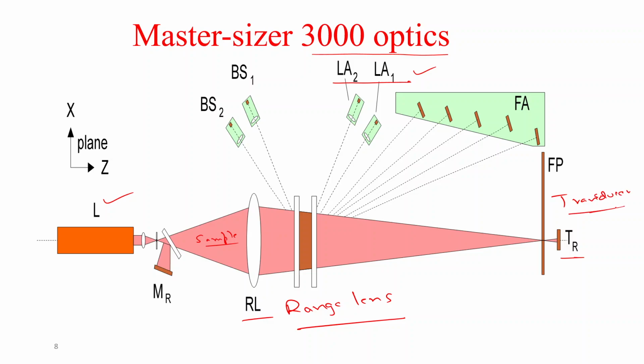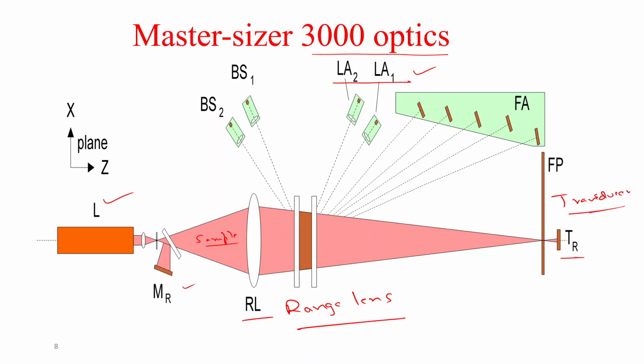So these are the basic components in a Mastersizer 3000 optics. We have a laser, and the laser light is passing through a lens, and then it is focused by the mirror, and then it passes to the sample where the scattering will happen. Then the light will reach the range lens where the focusing of the light will happen, and the beam splitter will divide the path of the light into different paths, so that the intensity of the light scattered at all the different angles is detected by the detector.